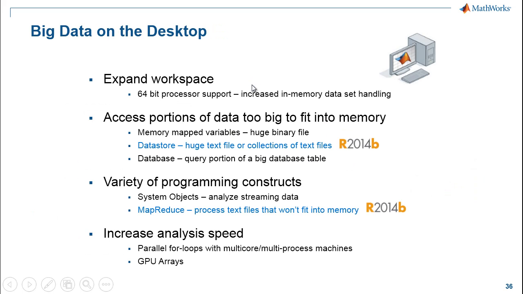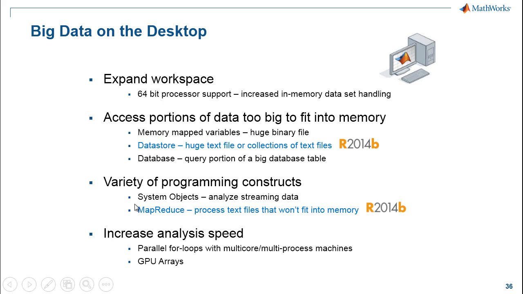So to summarize, what are the different big data approaches we could take on our desktop? For starters, make sure you're using 64-bit wherever possible. If you're on 64-bit MATLAB, then really the only limit on how much data you can handle at one time is the amount of RAM that you have on your machine. We have different techniques for being able to access portions of our data at a time, so we could prototype on our desktop. So things like memory mapping of binary files, using data stores to access large text files or collections of text files or even databases. There's also a variety of programming constructs that can help us automate this sort of chunking or streaming processing.